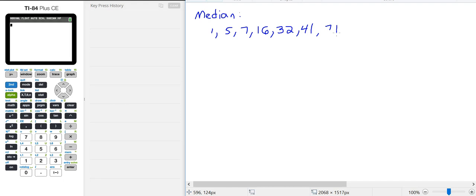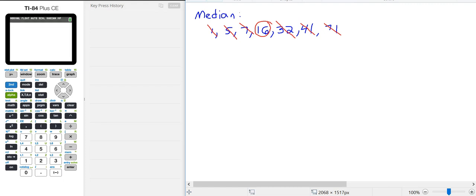It is arranged in order, so what we need to do to find the median is just cross off from the left and from the right the same amount, and then we'll get to the middle. So we would cross off 1, cross off 71, cross off 5, cross off 41, cross off 7, cross off 32. The median of this data is 16.